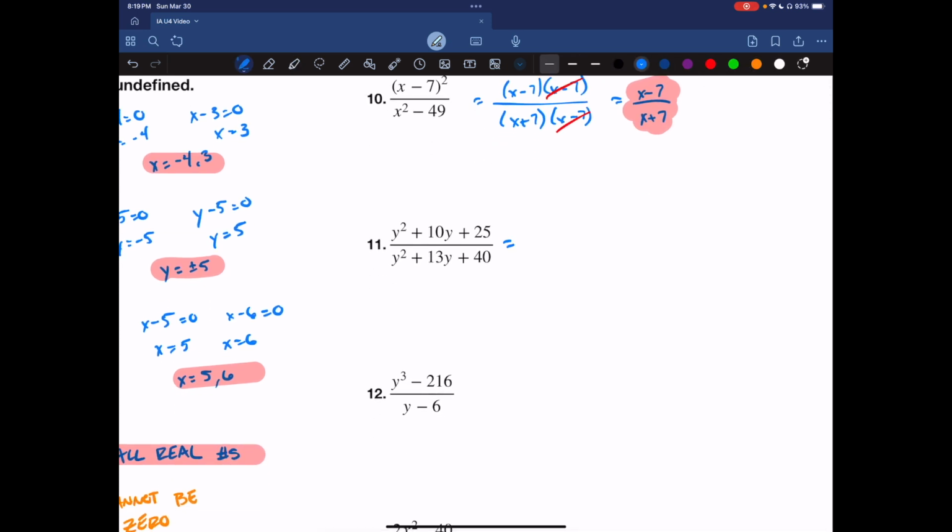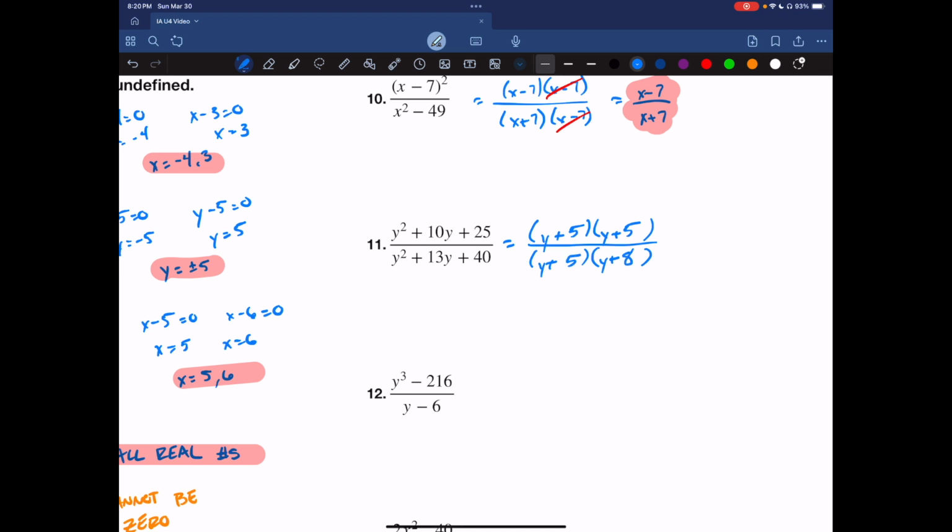Okay, all right, number 11. Let's factor both the top and the bottom. 5 times 5 is 25 and adds to 10, so it's going to be 5 and 5 on top. 40, that's going to add to 13, that's going to be 5 and 8, so 5 and 8.